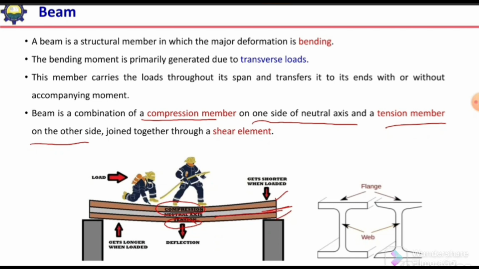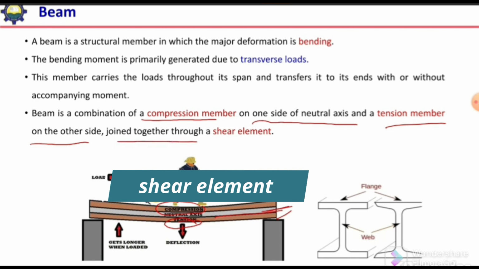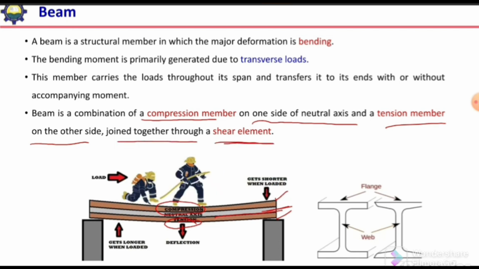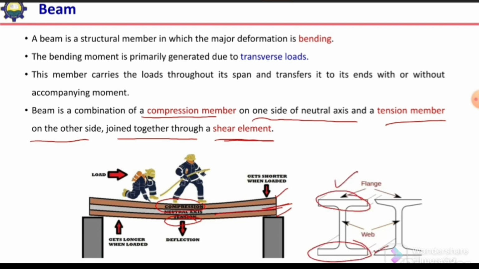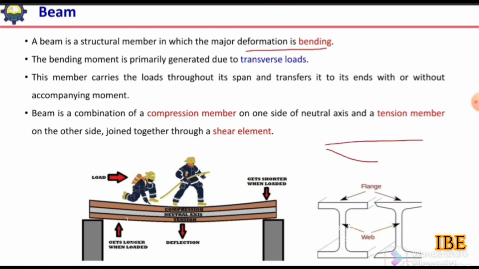And these compression member and tension member are joined together through a shear element. So if we see over here, the top flange is the compression member and the bottom flange is the tension member, and in between we have this web, which is a shear element. So we connect these flanges with the help of this shear element, which is termed as web bending.